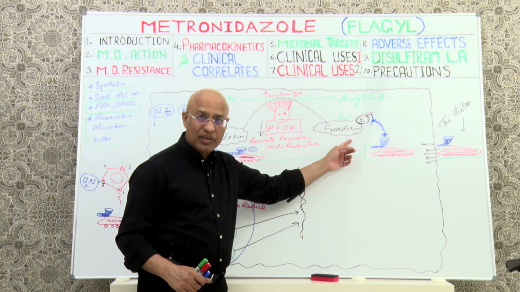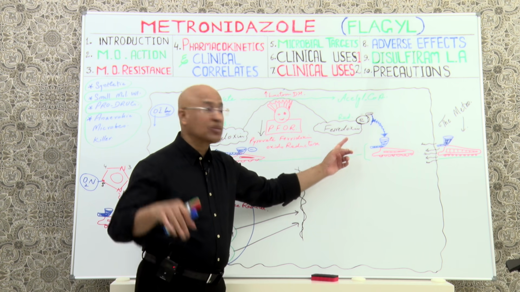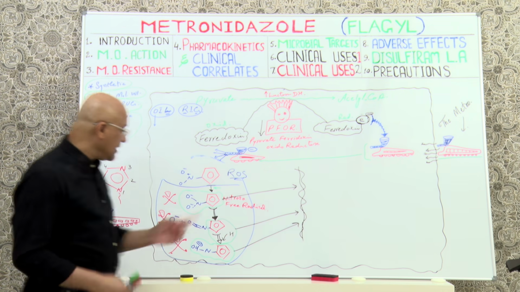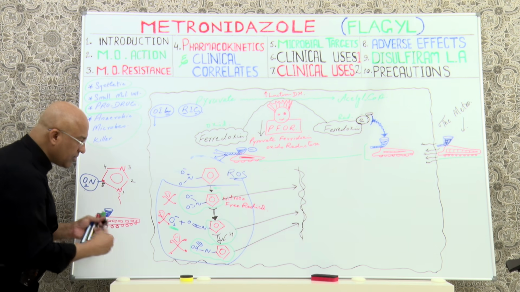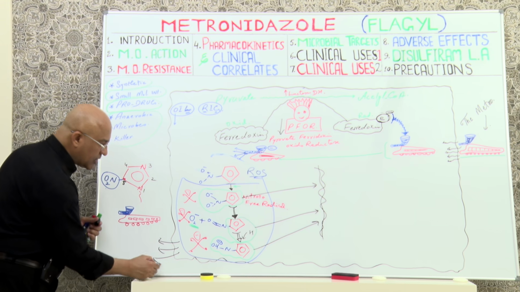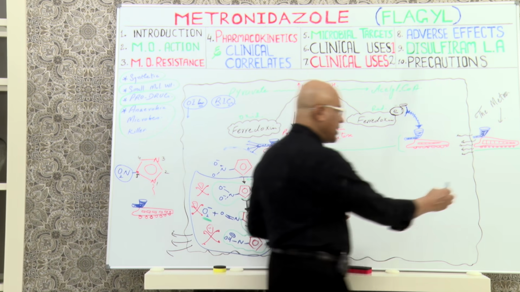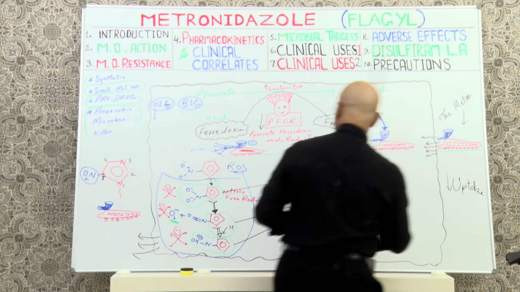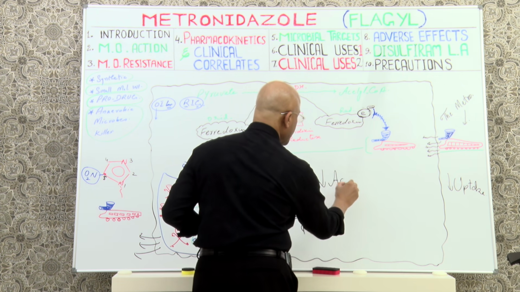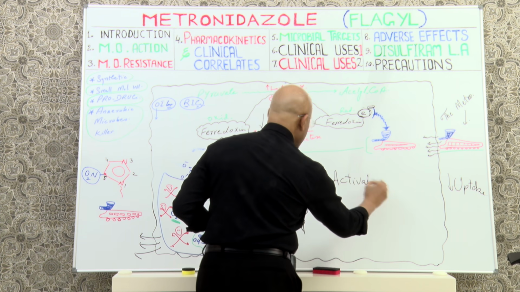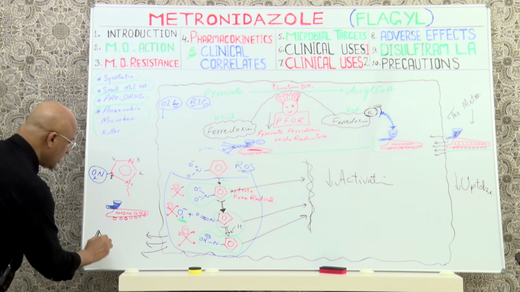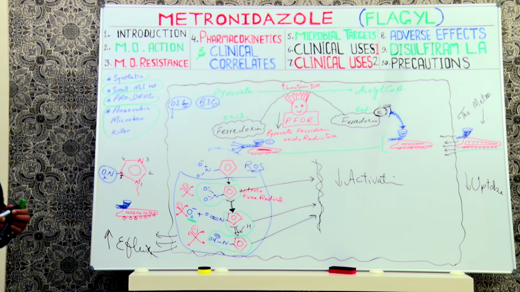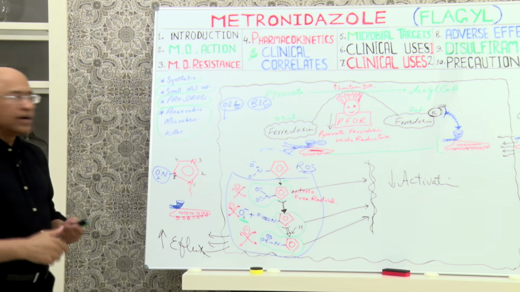So we can say one mechanism of resistance is reduced uptake, but the main mechanism is reduced availability of electron-loaded ferredoxin, or reduced reductive activation, and in some cases there is also increased efflux. So for resistance, there can be reduced uptake, decreased activation, and increased efflux. These three mechanisms can be there for the resistance.